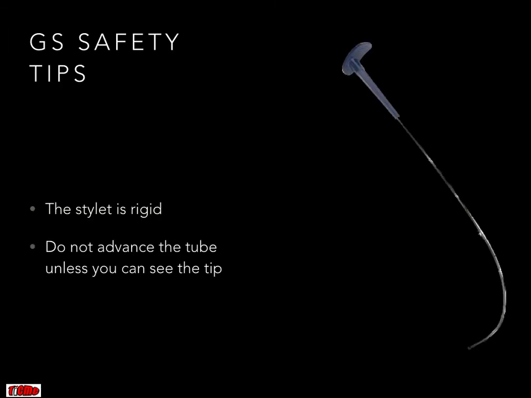Very importantly also, you are using a very rigid stylet. The tube is relatively sharp on its beveled end, so if you are progressing firmly with this rigid stylet, you can force the tube out through the wall of the pharynx. So you should never advance the ETT unless you are watching the tip. It's very important with video laryngoscopes that you are seeing the tip of your tube at all times.